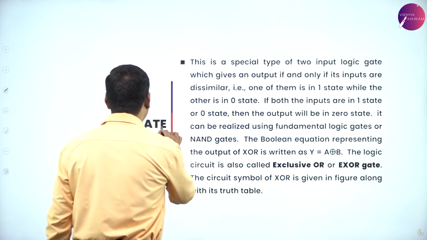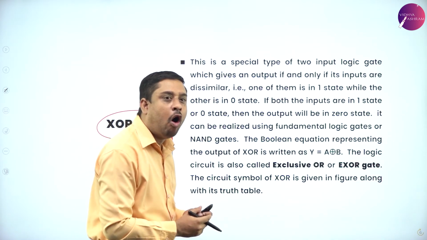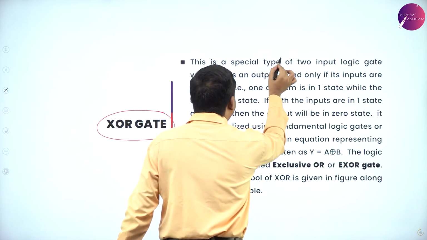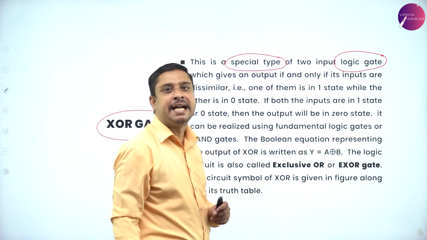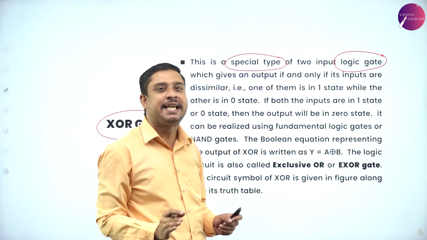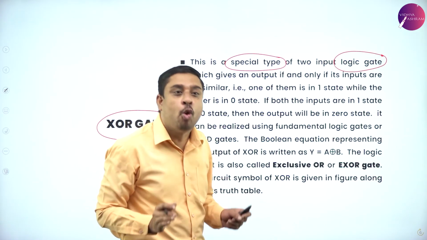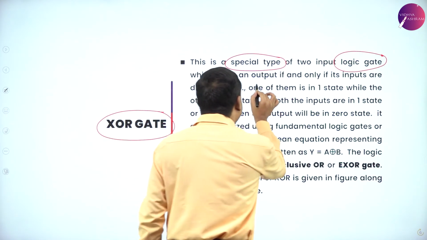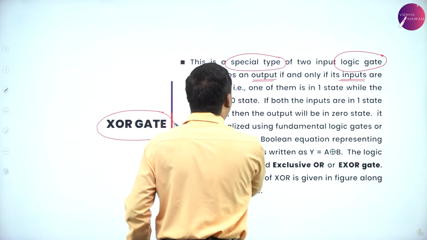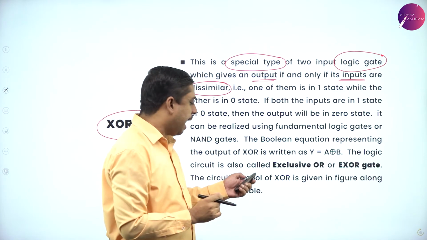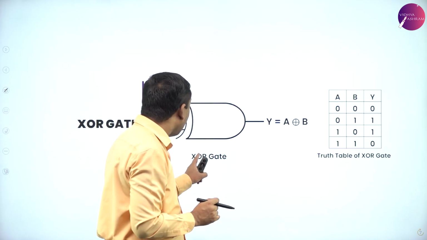And the last one is a special type of gate which is called XOR gate. This is a special type of two input logic gate. It's a unique logic gate, which has two inputs, which gives an output if and only if the inputs are dissimilar. Observe here. This is the representation of XOR gate.